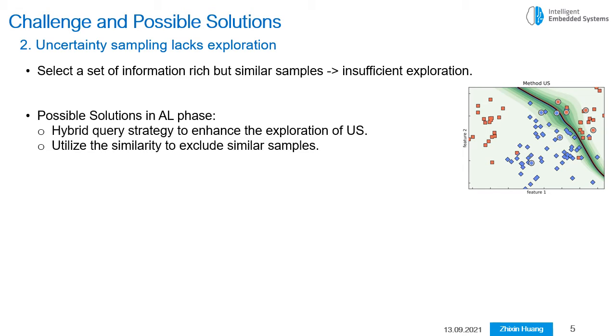A feasible solution is to use a hybrid query strategy to enhance the exploration of uncertainty sampling. The similarity between samples is a method to measure the similarity among instances by computing the feature vector distance between each other. But in the opposite direction, we can also utilize the similarity to filter similar instances out. In other words, after sorting a batch of instances based on uncertainty sampling, we could filter out similar instances to improve the exploration of the selection strategy.